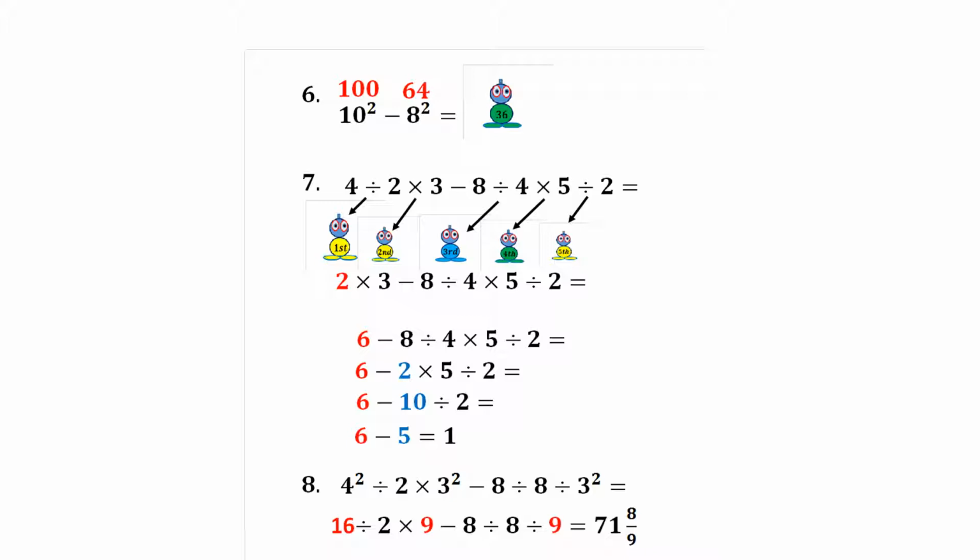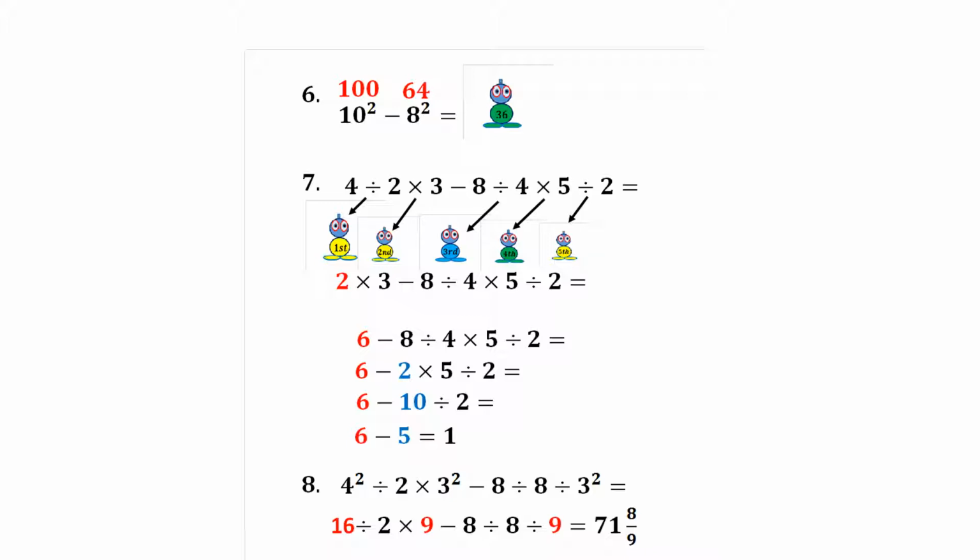Our next problem, we have exponents. We must do the exponents first. Now, 4 squared, 4 times 4 is 16. 3 squared, 3 times 3 is 9. Another 3 squared, another 9. Now, working left to right, 16 divided by 2 is 8 times 9 is 72.